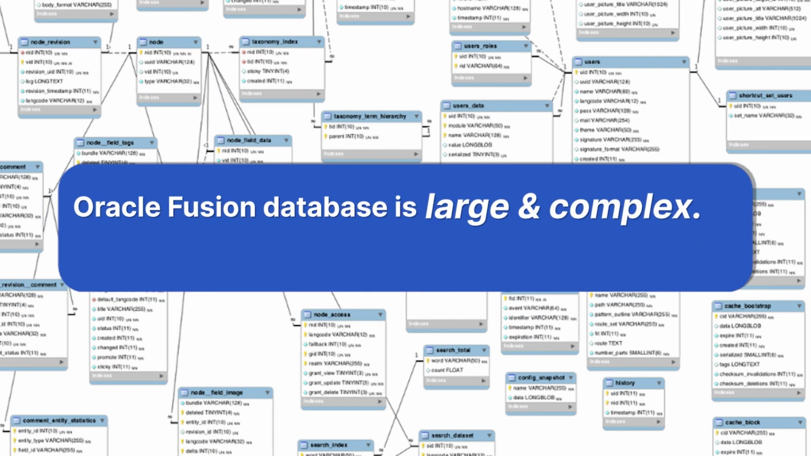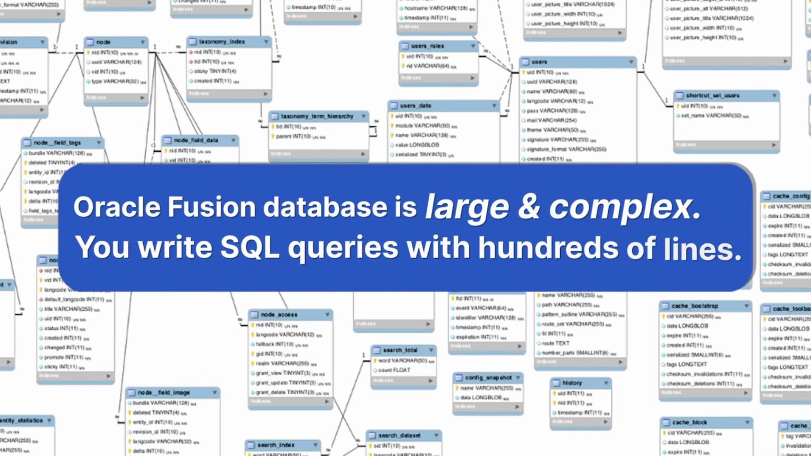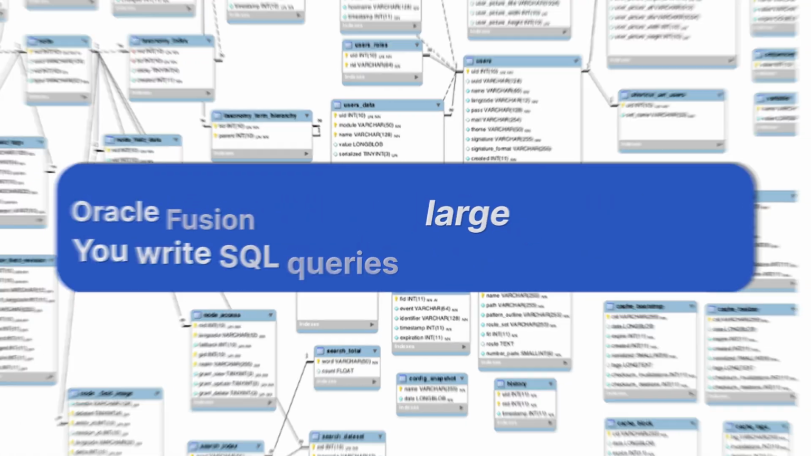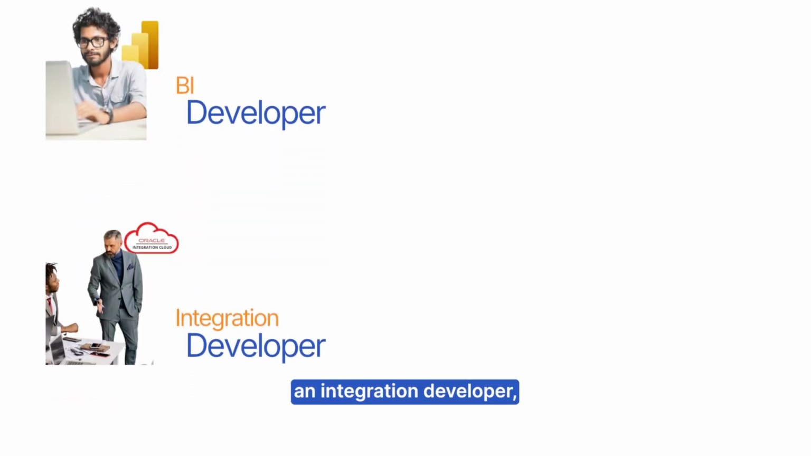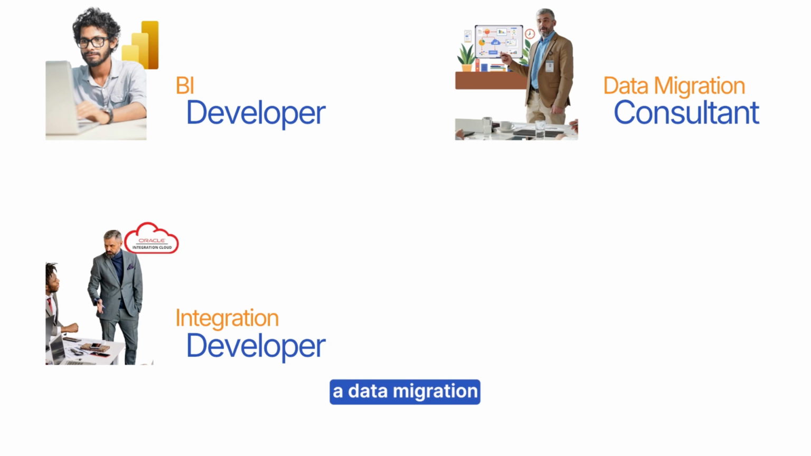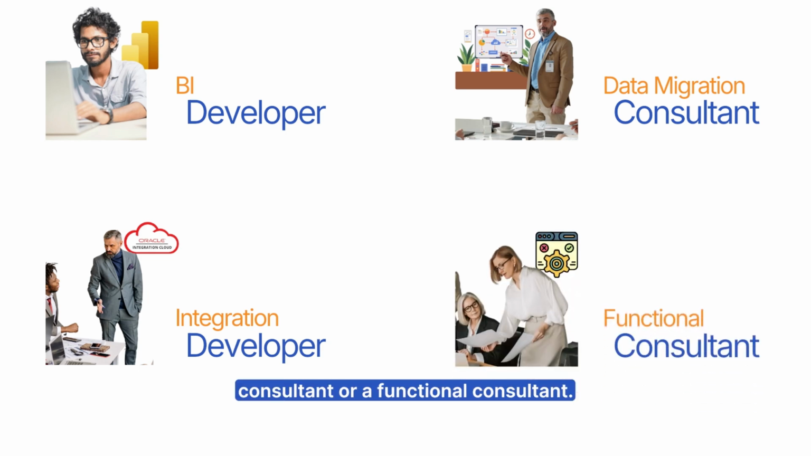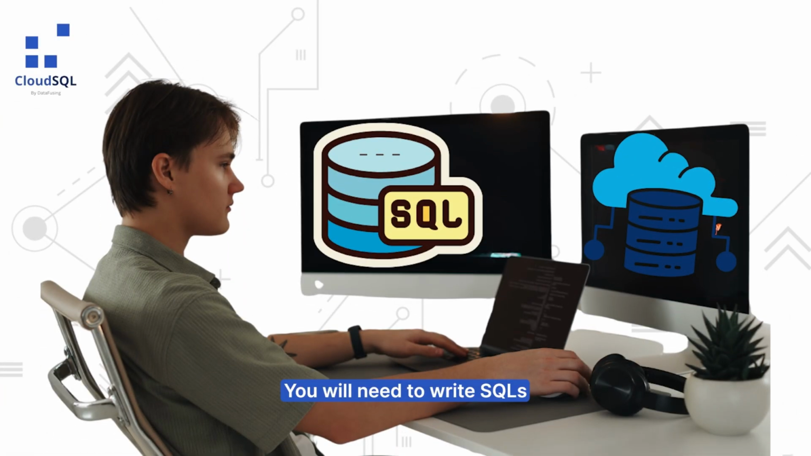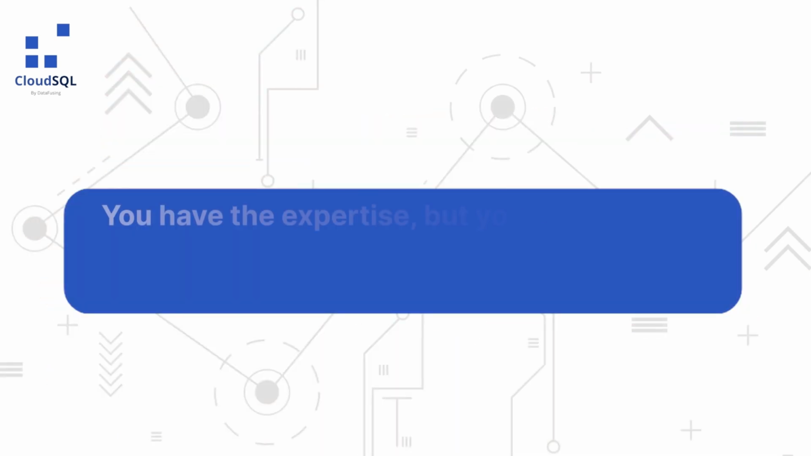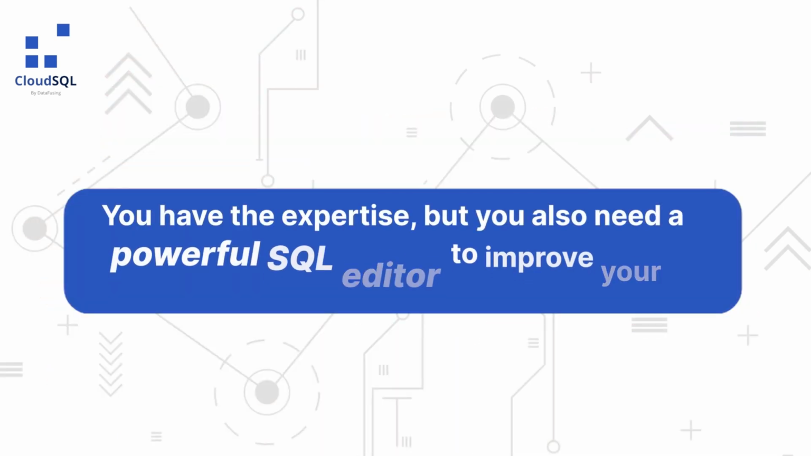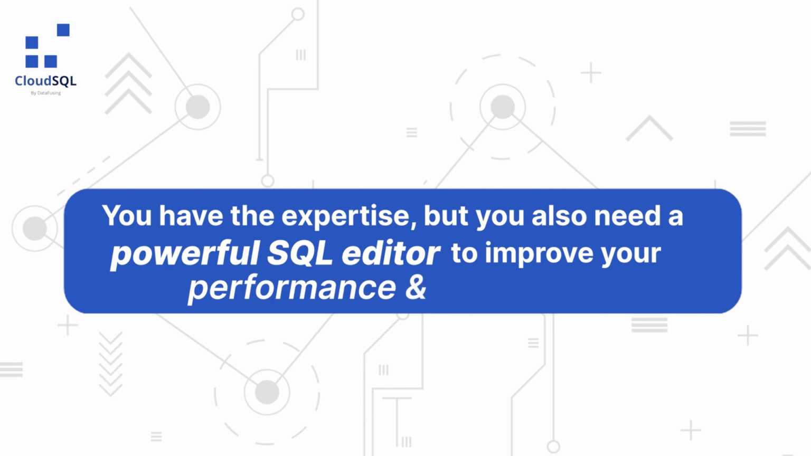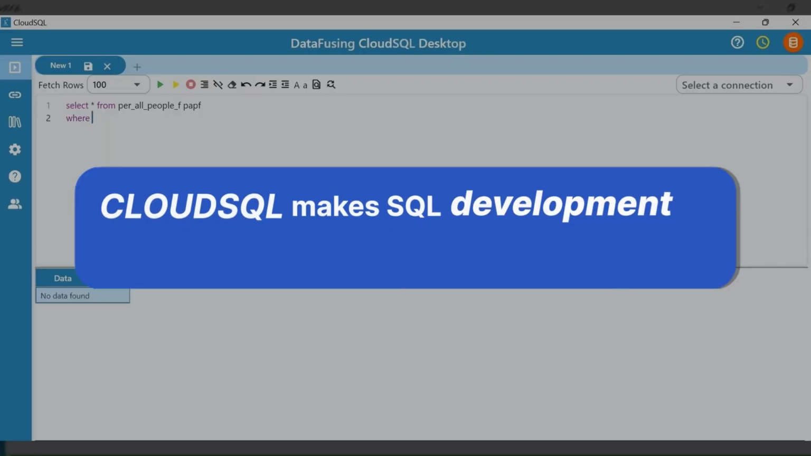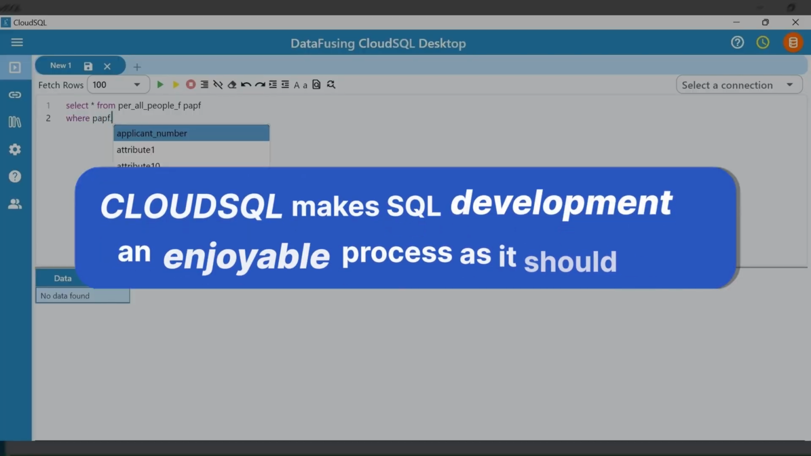Let's face it, Oracle Fusion database is large and complex. You write SQL queries with hundreds of lines. You could be a BI developer, an integration developer, a data migration consultant, or a functional consultant. You will need to write SQLs. You have the expertise, but you also need a powerful SQL editor to improve your performance and accuracy. CloudSQL makes SQL development an enjoyable process, as it should be.